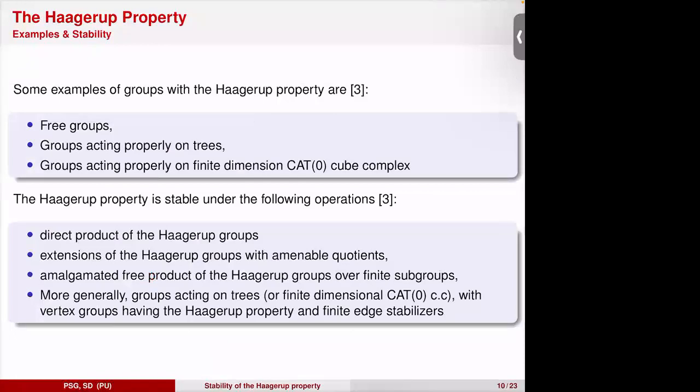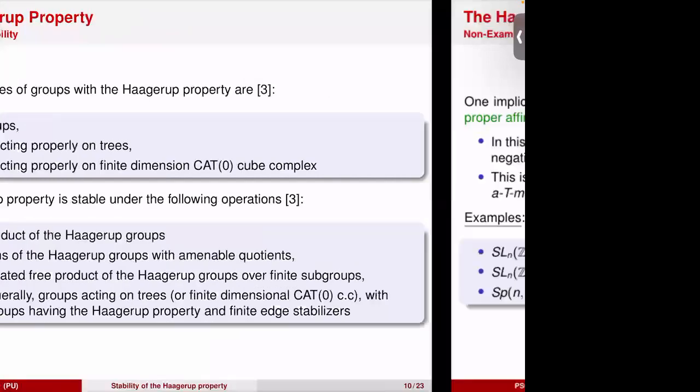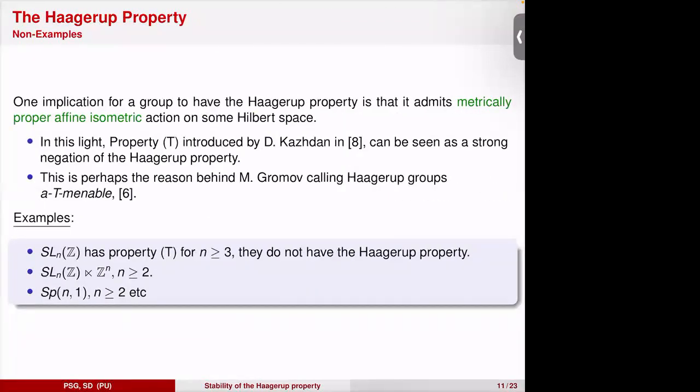Some examples of Haagerup groups are free groups, and groups acting properly on trees, which is just a generalization of free groups. Also groups acting properly on a finite dimensional CAT(0) cube complex. And since this paper is all about combination theorems, there are other algebraic combinations, like the direct product of Haagerup groups. When you extend a Haagerup group with an amenable quotient, that will also be Haagerup, and like that. I do not want to go into the details of this slide, but just to say that there is something called property T, which is a negation of the Haagerup property.